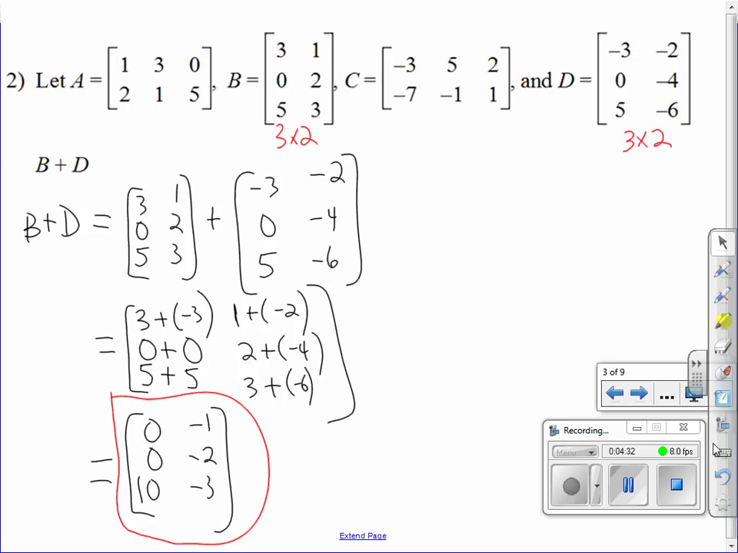All right, check it out. First, I made sure that my matrices were the same size. They were. Matrix B is 3 by 2. Matrix D is 3 by 2. That means I can add these 2 things together.